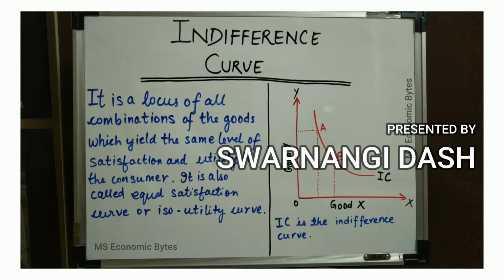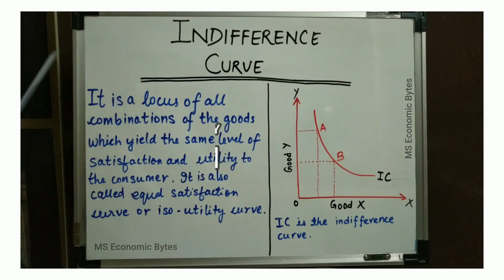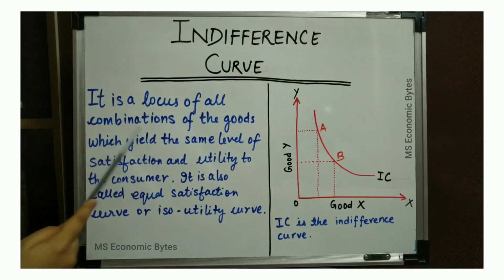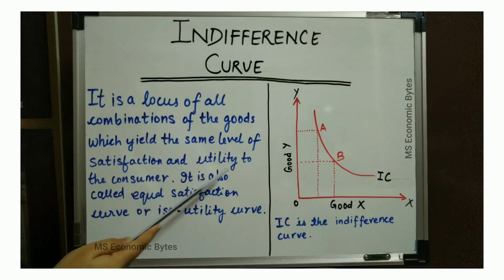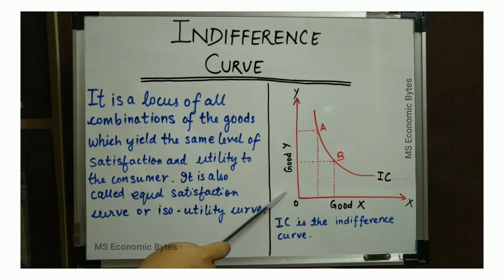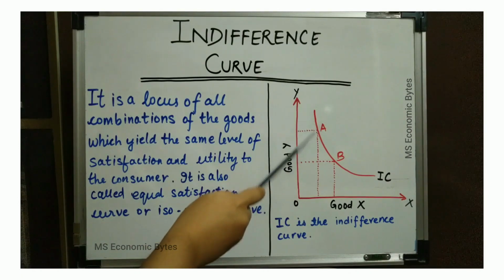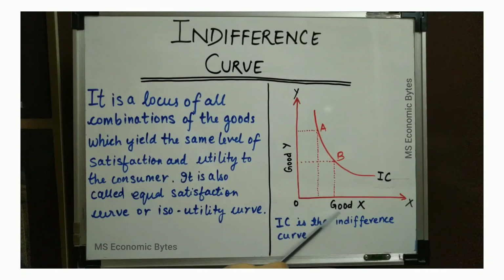Today I will be explaining to you about indifference curve analysis. Indifference curve analysis occupies a very important part in economic theory. It is a tool which is used to measure the utility of a consumer. It is defined as the locus of all combinations of two goods which yield the same level of satisfaction and utility to the consumer. Here we have the diagrammatic representation of indifference curve analysis, where IC is the indifference curve.